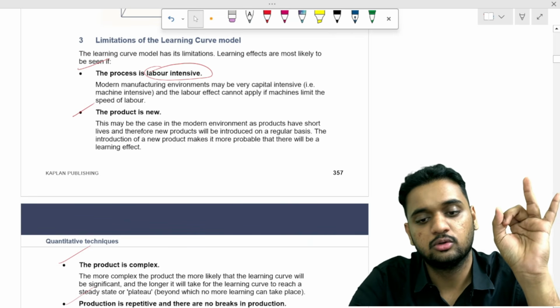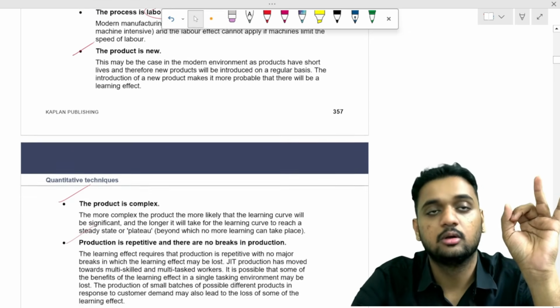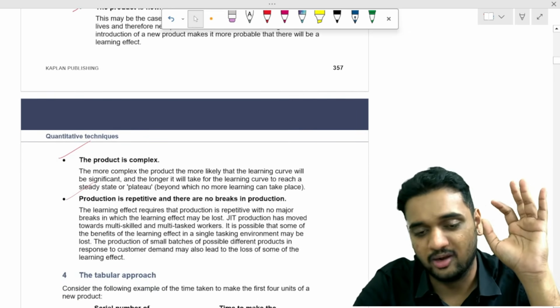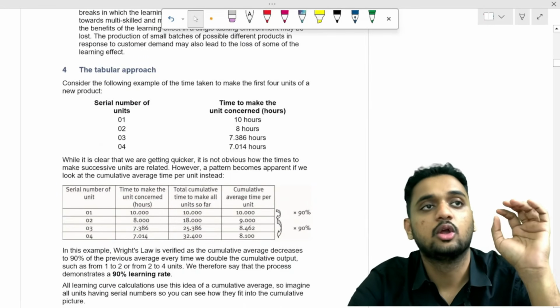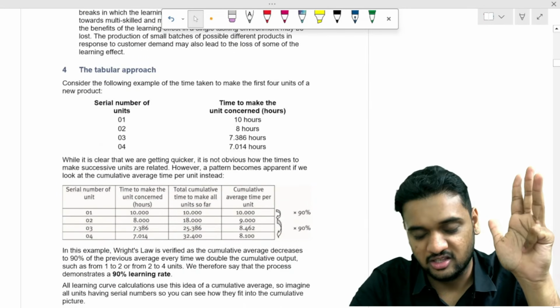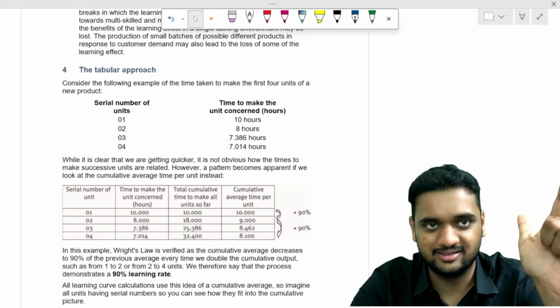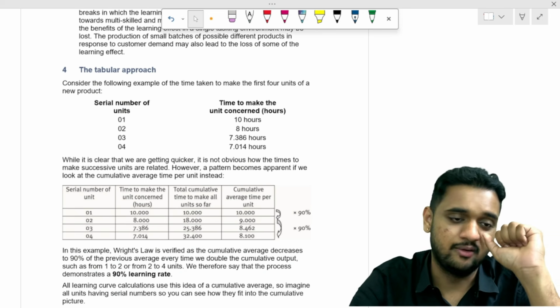Product should be new. Complex. Production is repetitive and no breaks. Tell all of you, what are the limitations? Product is labor intensive. New. Product should be complex. Repetitive and no breaks in between.